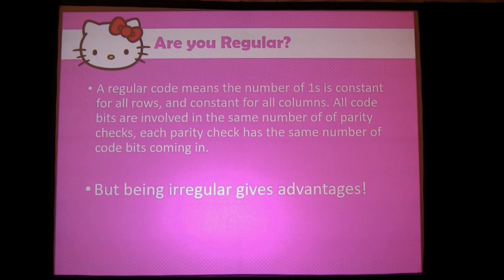Okay, now a regular code means that the number of ones is constant for all the rows and constant for the columns, and all the code bits are involved in the same number of parity checks. And all the parity checks are involved in the same number of code bits. But you can have an irregular LDPC code. And in an irregular LDPC code, those things aren't really true. Some of the bits are involved with more sums. You know, some people get around. They're involved in a lot more than they should be.